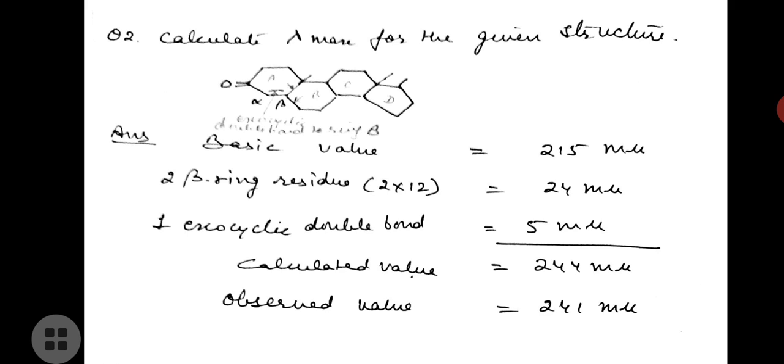Well, here I have written it so that you can understand. So for one exocyclic double bond, it is plus 5 millimicron. So the calculated value is 244 millimicron and the observed value is 241 millimicron.